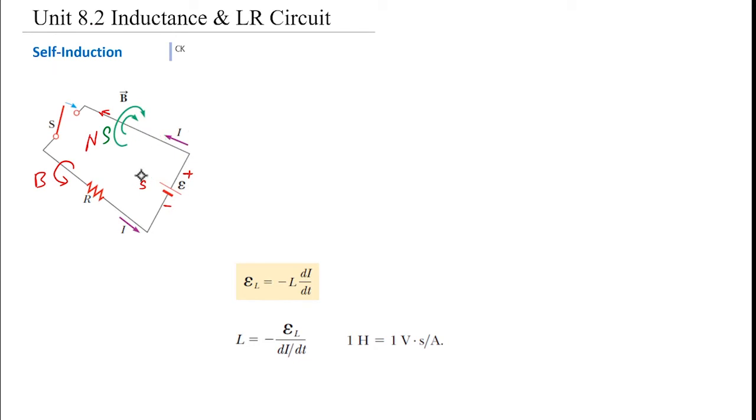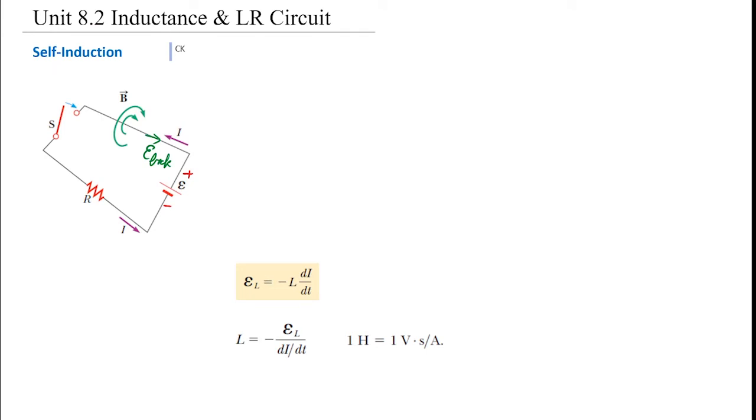So what happens as a result of that is called the back EMF. It's as if there's a tiny little battery in the circuit opposing this change. This is what we call back EMF. Once again, when we say EMF, electromotive force, it's not really a force, it's a potential difference, okay?